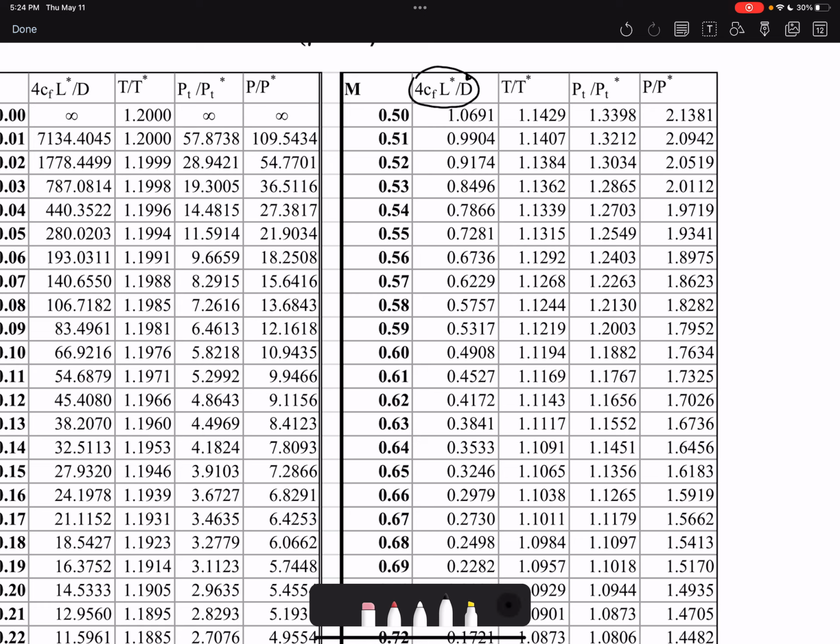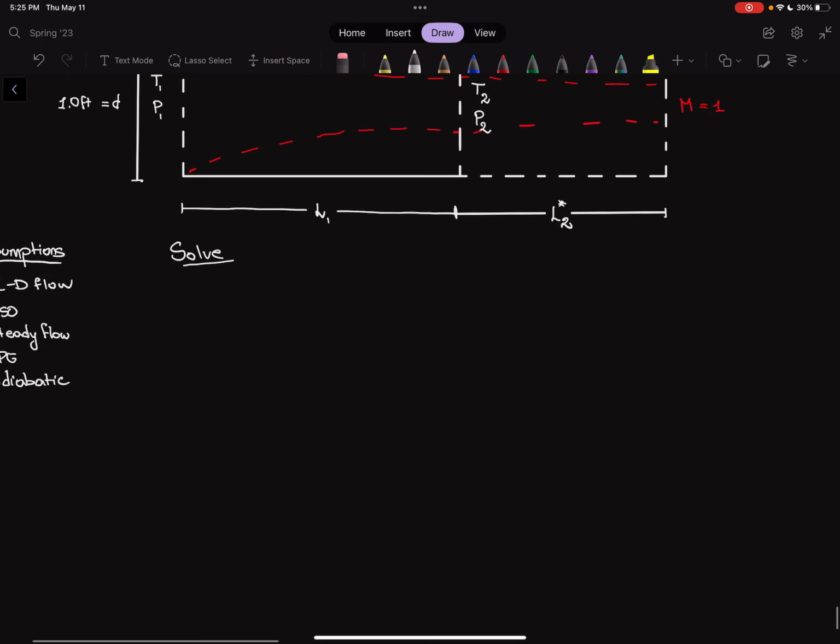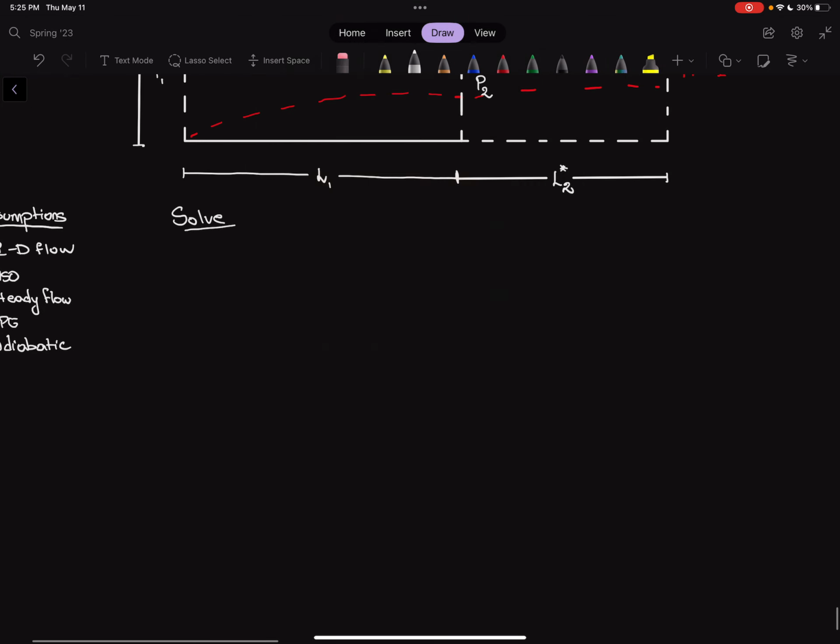So 0.6, that's going to give us 0.4908. So we're going to go back to where we were, and we can say that with M1, from the supplemental data pack, we're going to get that CF4 times L star over D is equal to, and I already forgot, 0.4908.